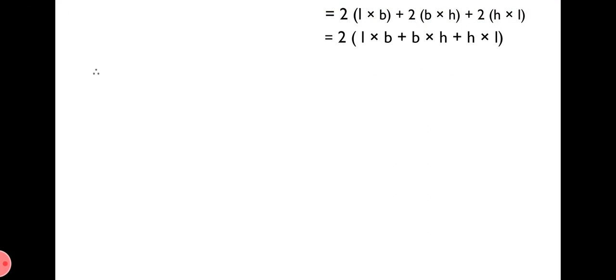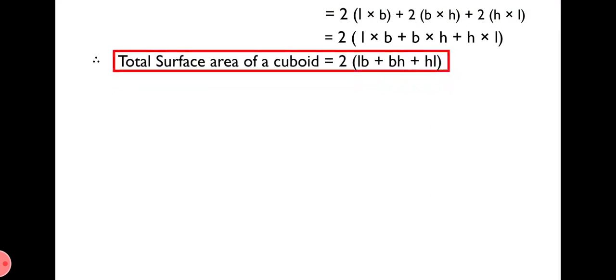That is, therefore, total surface area of a cuboid equals twice length into breadth plus breadth into height plus height into length. That is, in short, we write 2(LB + BH + HL). And always the unit of area is given in square units. So to find the surface area or total surface area of a cuboid, we use the formula 2(LB + BH + HL). This is how the formula for surface area of a cuboid has been derived.